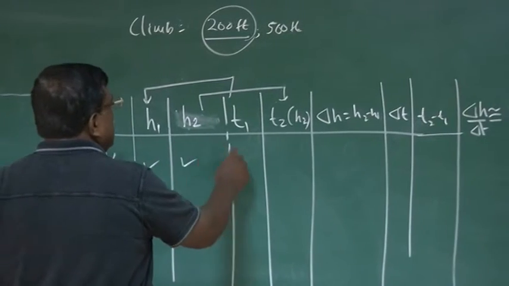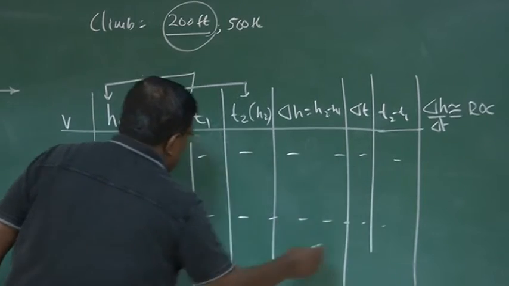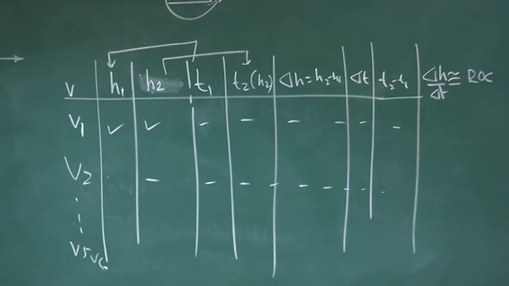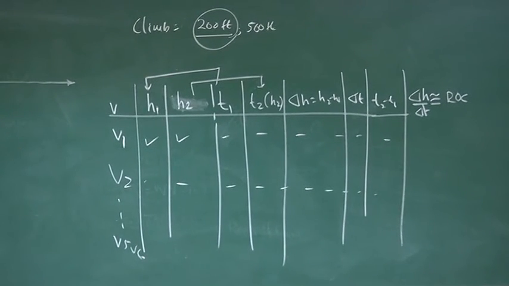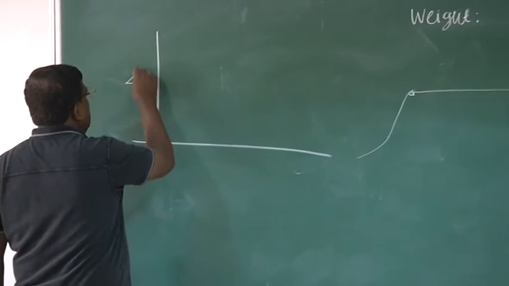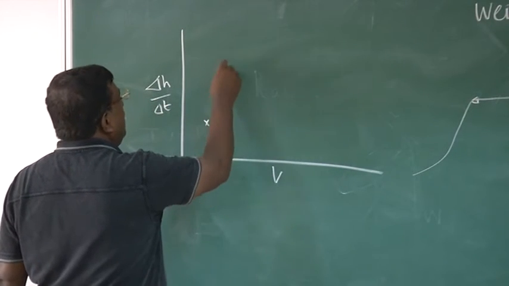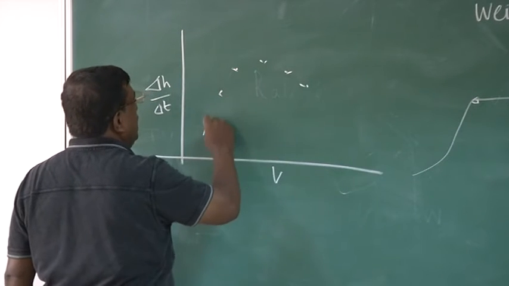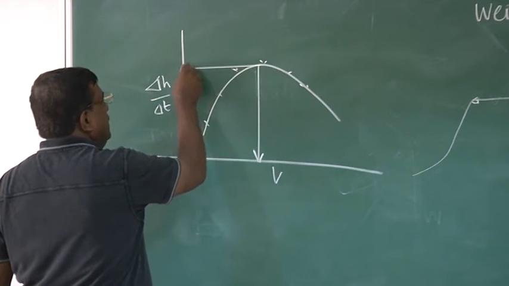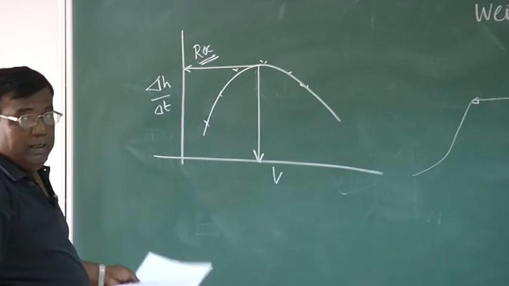So you take the readings. Similarly, ask the pilot to repeat at least 5 to 6 sets. Okay? Right? Now, come down and you plot delta H by delta T versus speed. You will get points scattered like this. Join them, and this is the velocity or speed at which you will get maximum rate of climb. This is what is generated from the experiment.